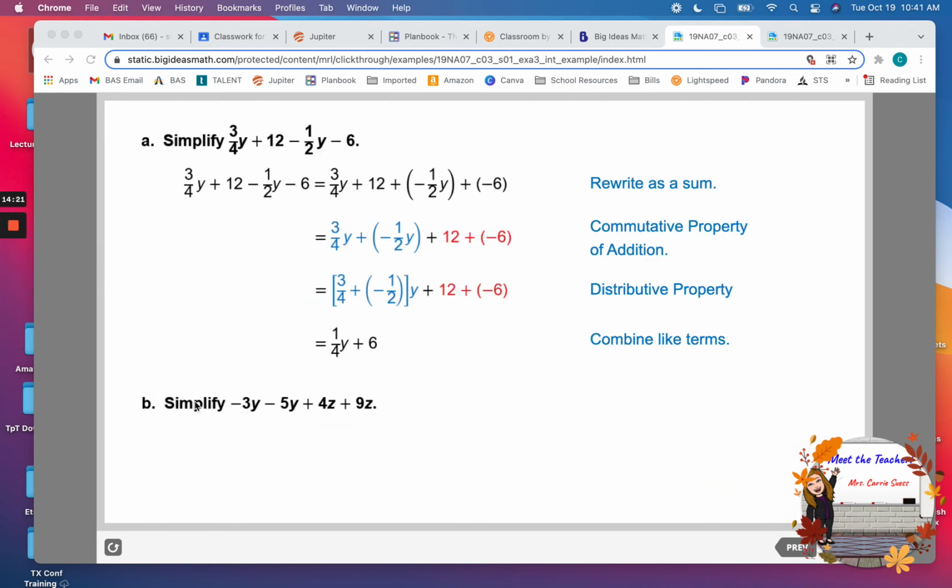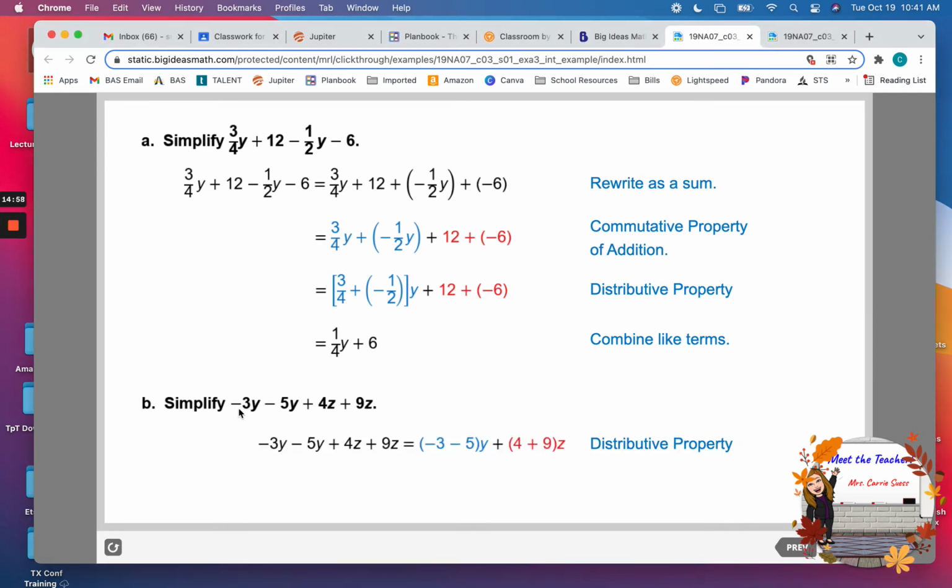All right, let's talk about B. Okay, are you writing this in your journal? Yes. All right. So you have negative 3y minus 5y plus 4z plus 9z. Which ones are like terms, Ricky? Negative 3y and negative 5y would be one set of like terms. And then the other set? 4z and 9z. Very good.